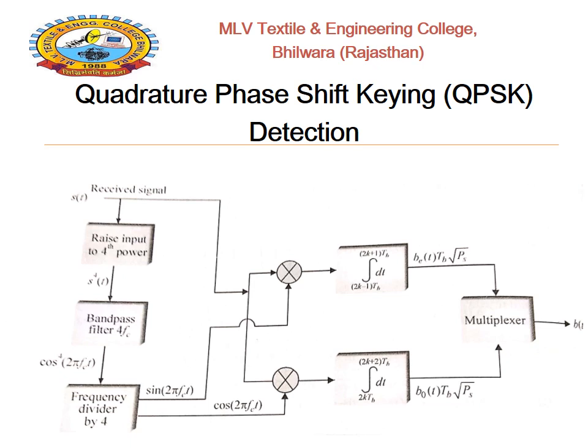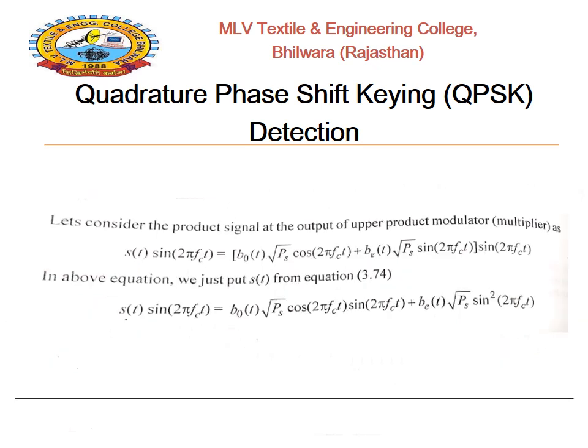So basically the integrator integrates the incoming signal for the 2 TB duration and provides the even part and the odd part, and the even and odd parts are given to the multiplexer, and the multiplexer basically provides the input binary sequence. Quadrature phase shift detection.